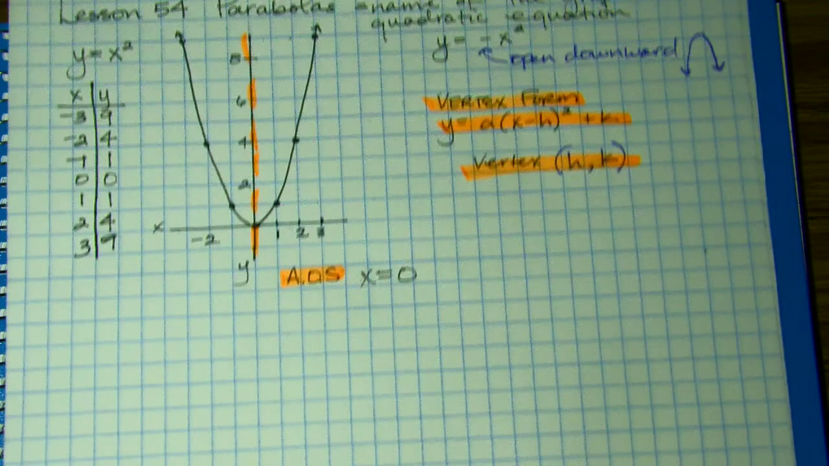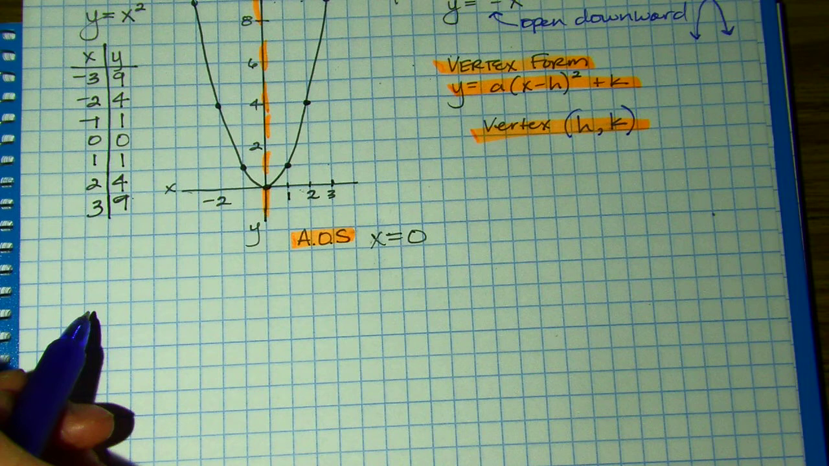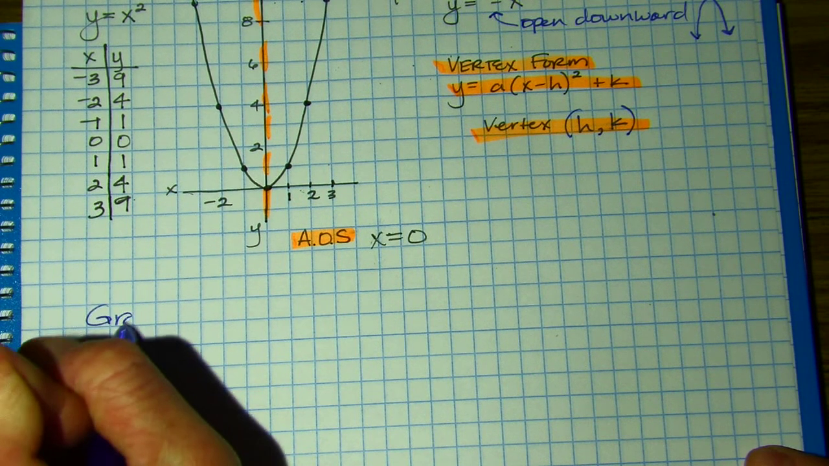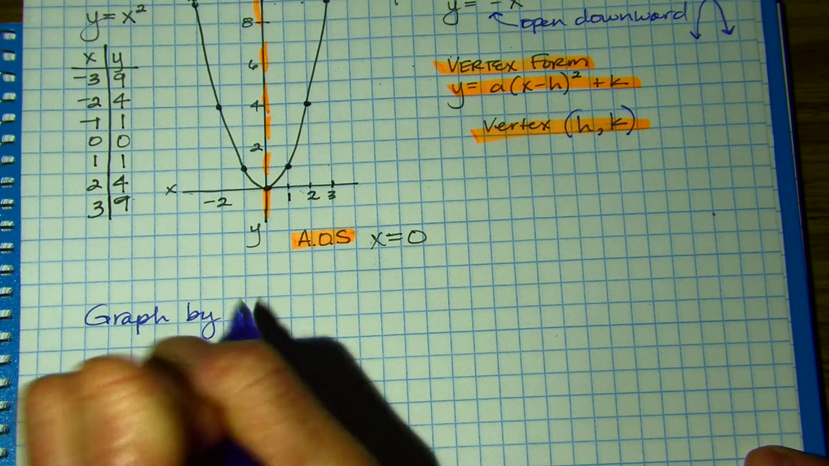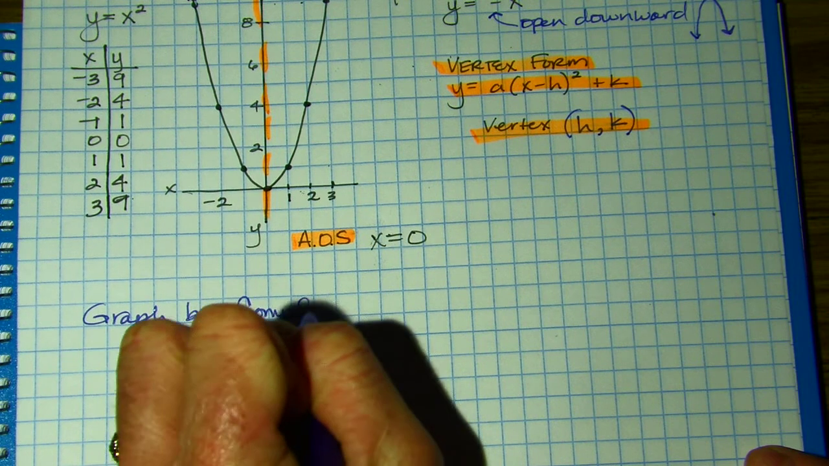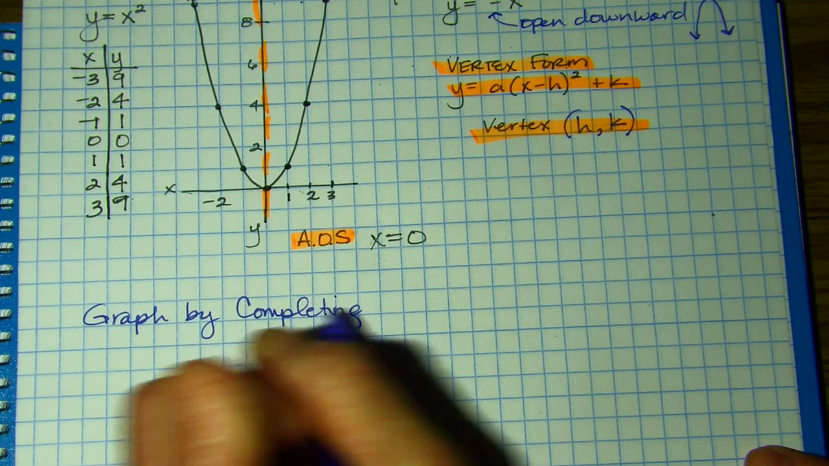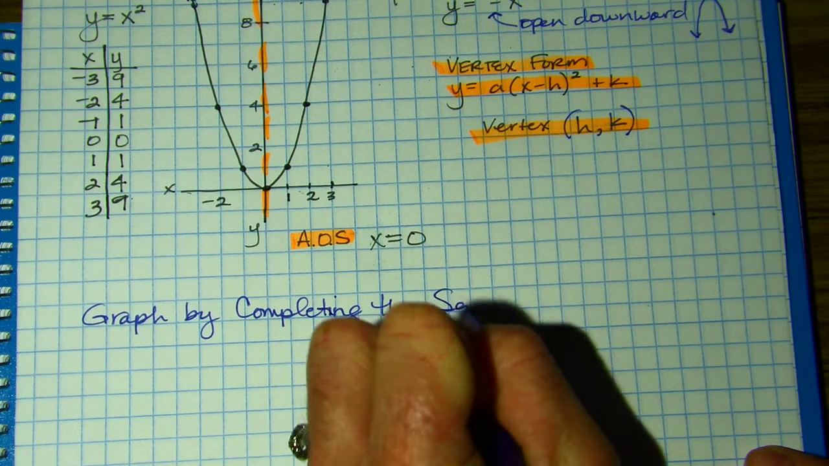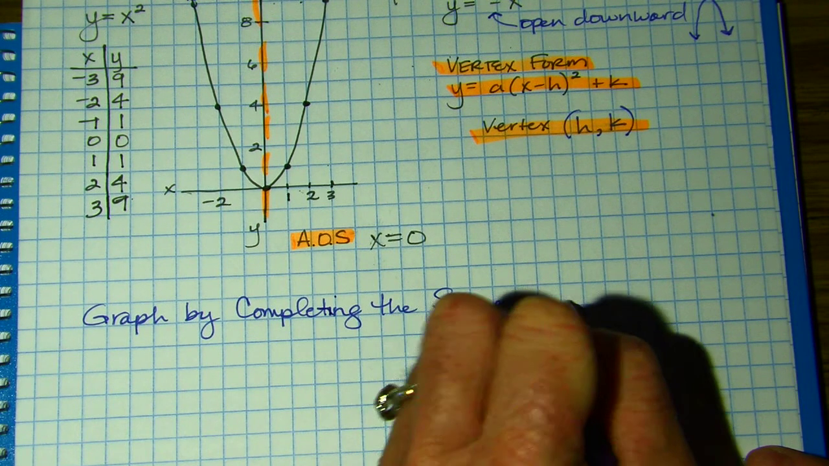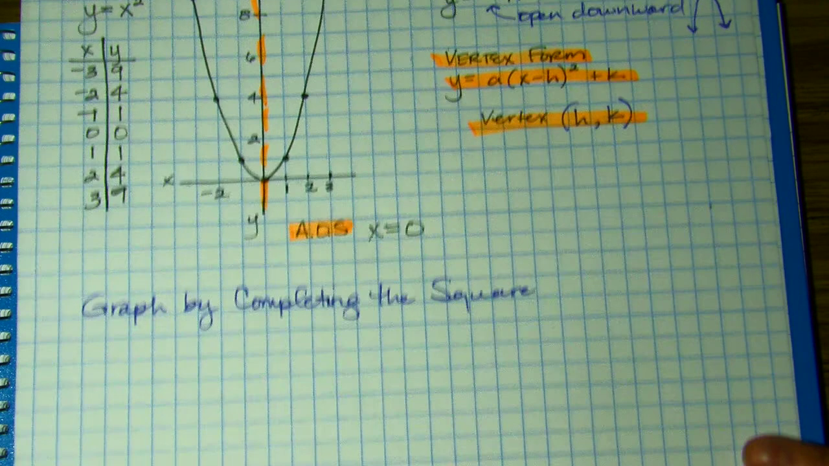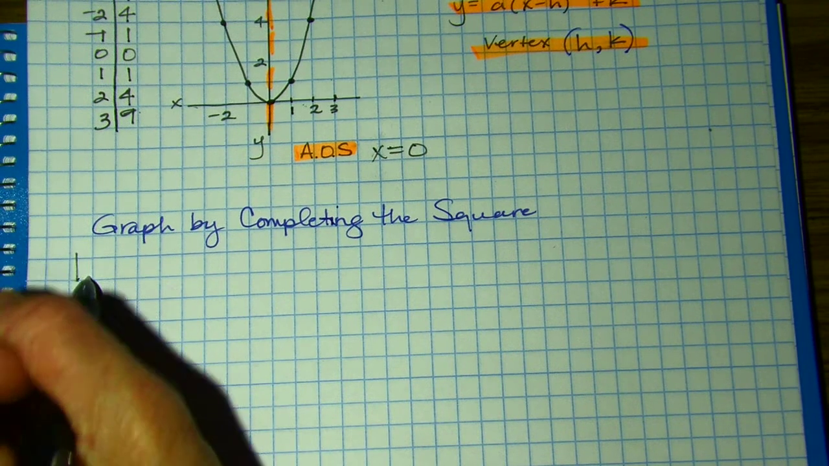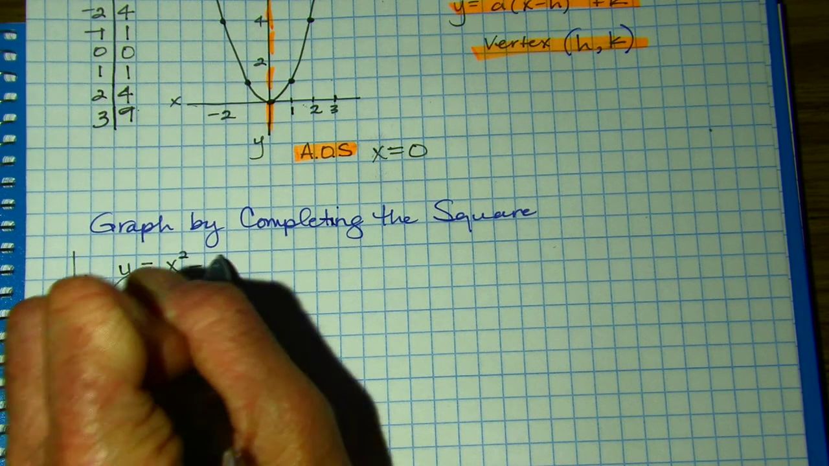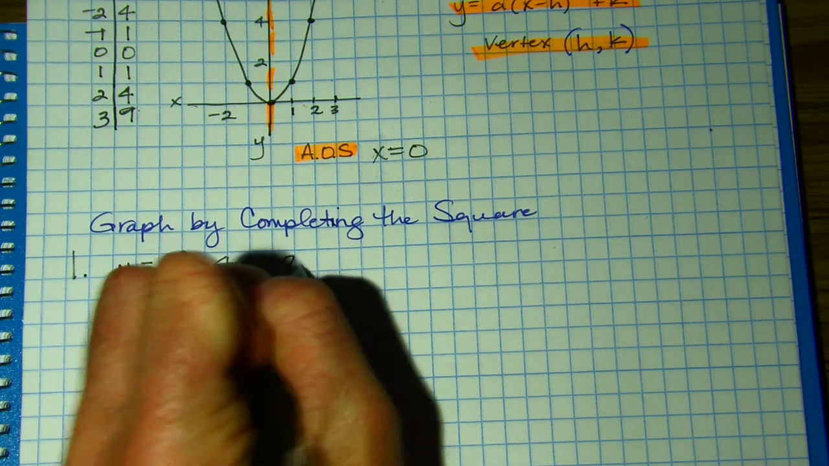So in this section in 54, there is no point A or point B. We are going to graph by completing the square. Now we haven't gone over completing the square in a while, so I will review it again today. So number 1. The first one we're going to do is y equals x squared minus 4x plus 2.